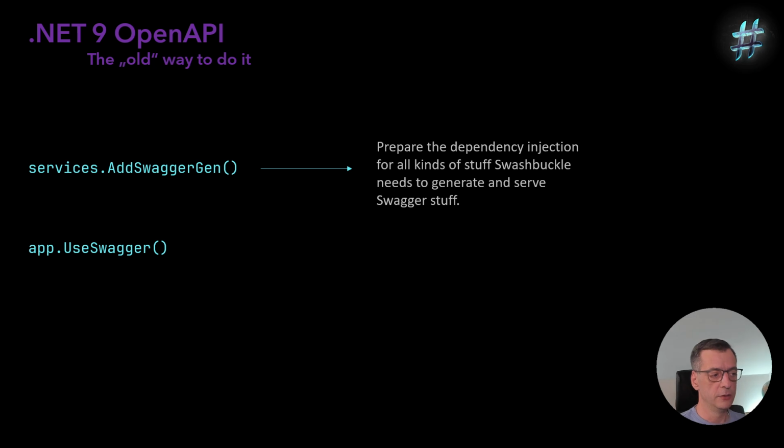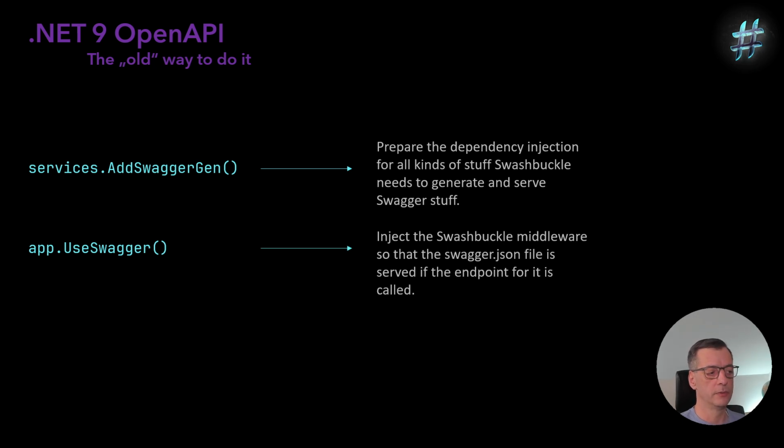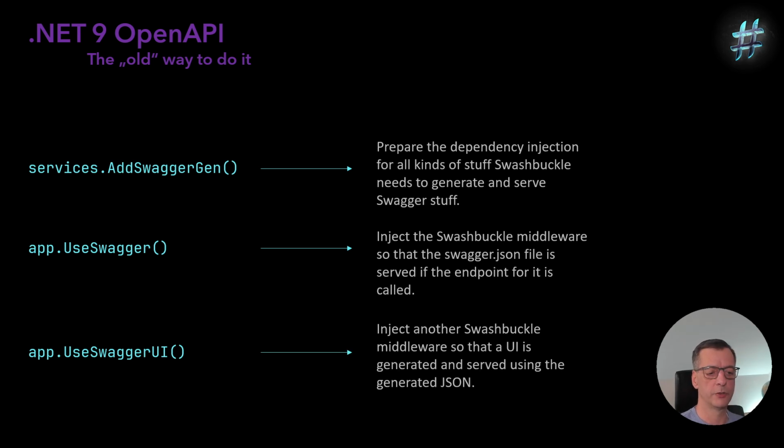So then use Swagger is there to actually inject the middleware of Swagger into the ASP.NET Core middlewares and to serve the Swagger JSON file while your app is running, so that the Swagger JSON is actually delivered through your API. And then of course use Swagger UI is just a step to say, hey, inject also the /swagger endpoint, so that when I hit this endpoint, something is shown, a UI is shown.